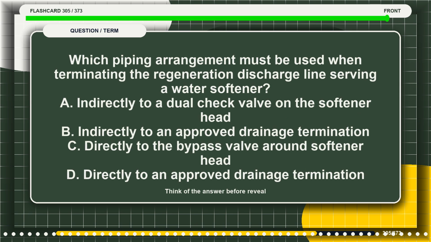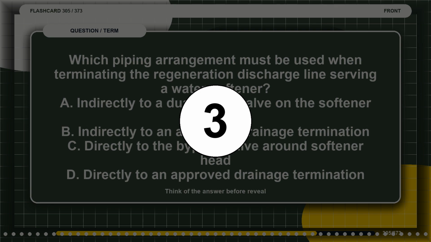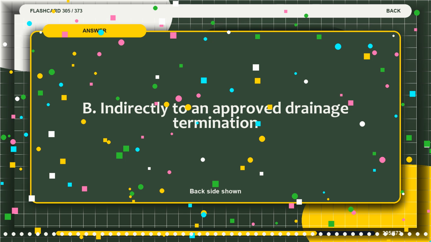Flashcard 305. Which piping arrangement must be used when terminating the regeneration discharge line serving a water softener? A. Indirectly to a dual check valve on the softener head. B. Indirectly to an approved drainage termination. C. Directly to the bypass valve around softener head. D. Directly to an approved drainage termination. Think of the answer before the reveal. The answer is B. Indirectly to an approved drainage termination.